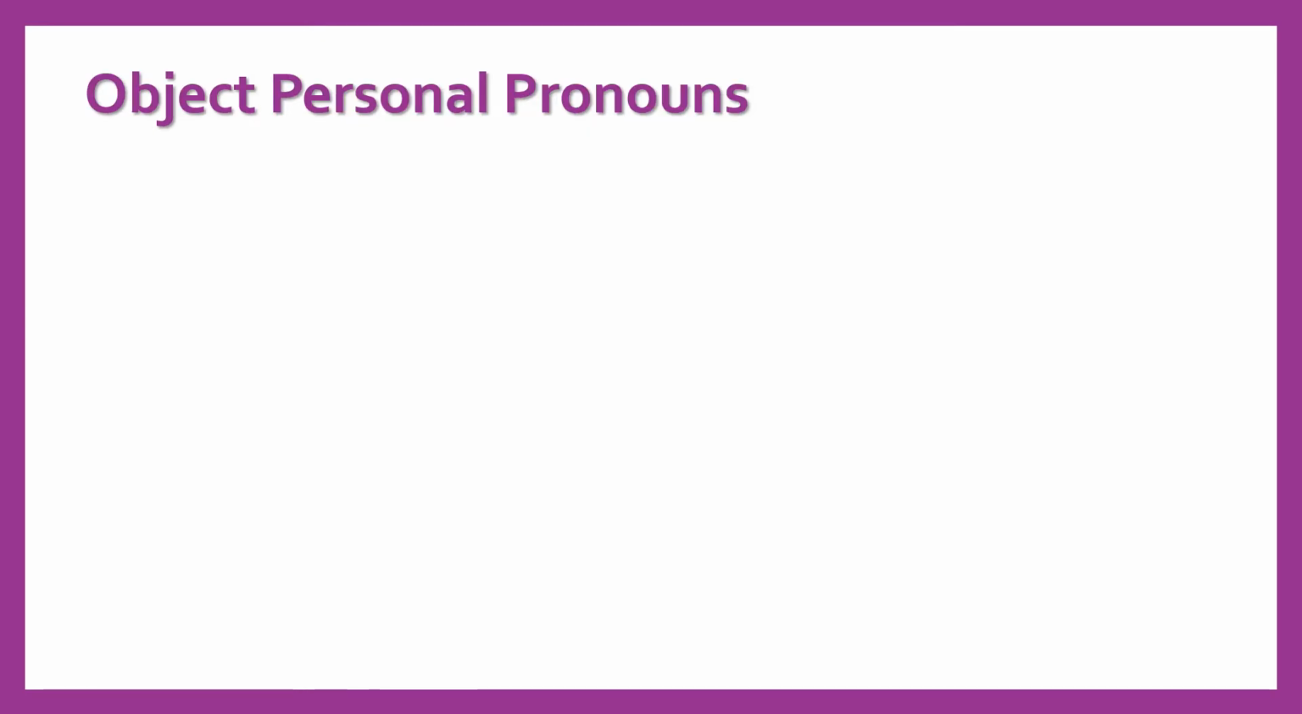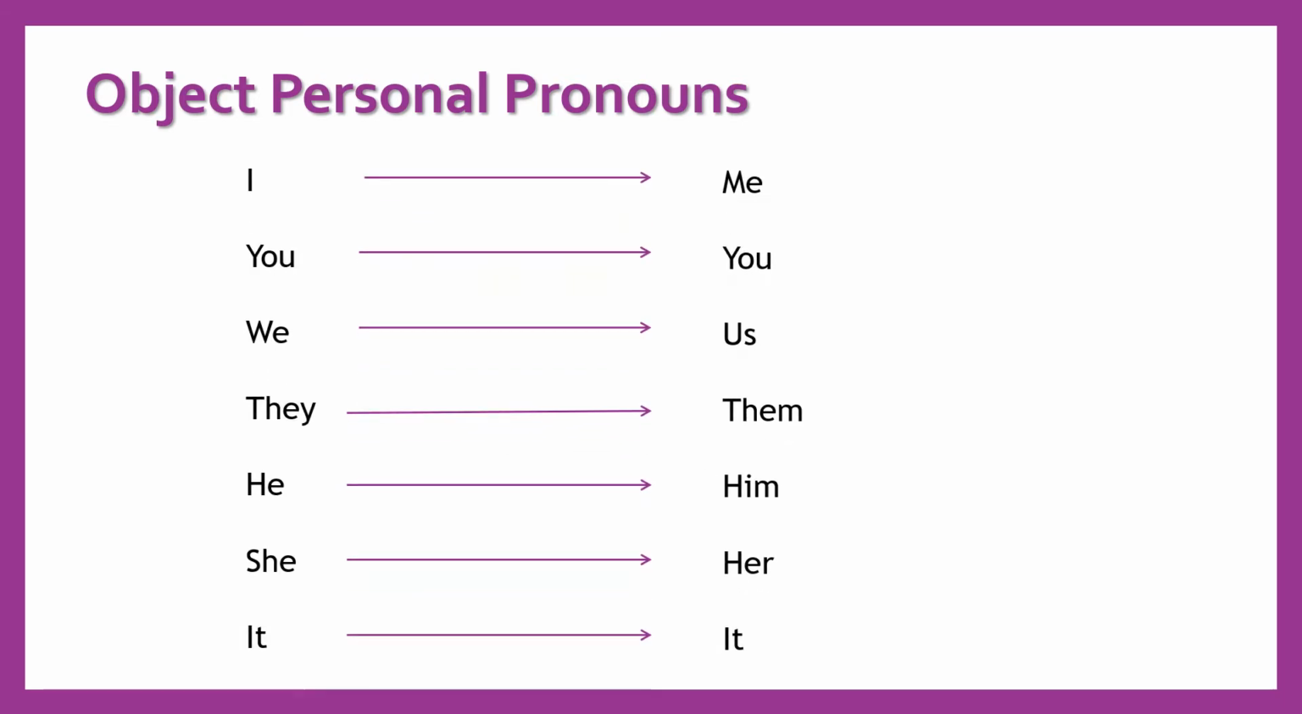We have another type of personal pronouns. In this case, they are called object personal pronouns. We're going to use the same personal pronouns, but they are written differently because of the position that they take in the sentence. So in the case of I, it's going to be written me, you, also you, we, us, they, them, he, him, she, her, and it, it.